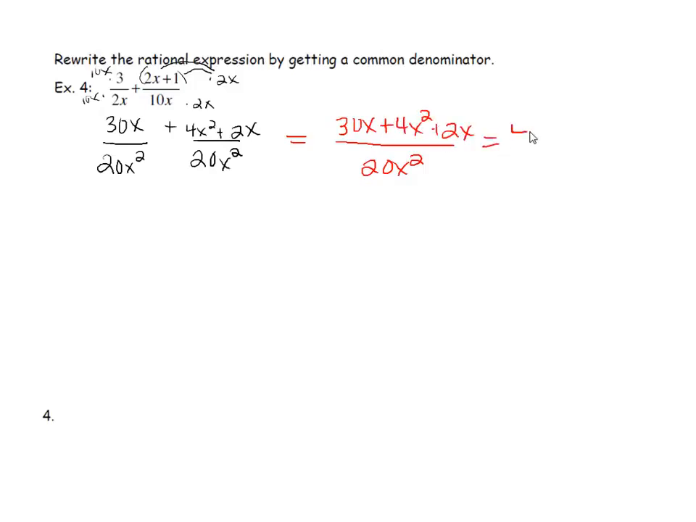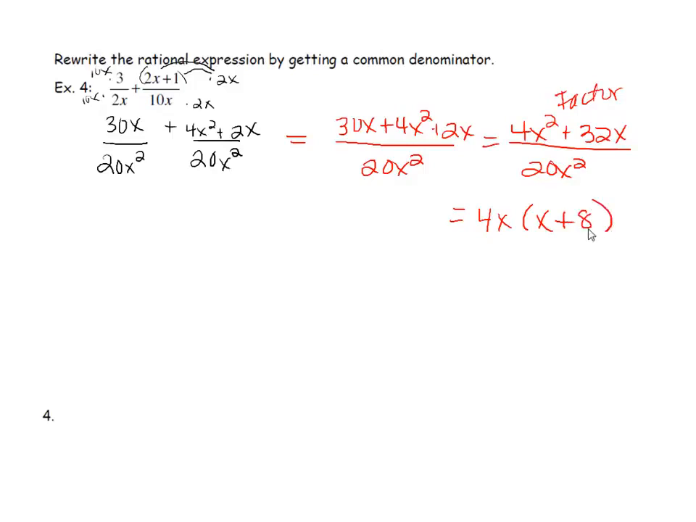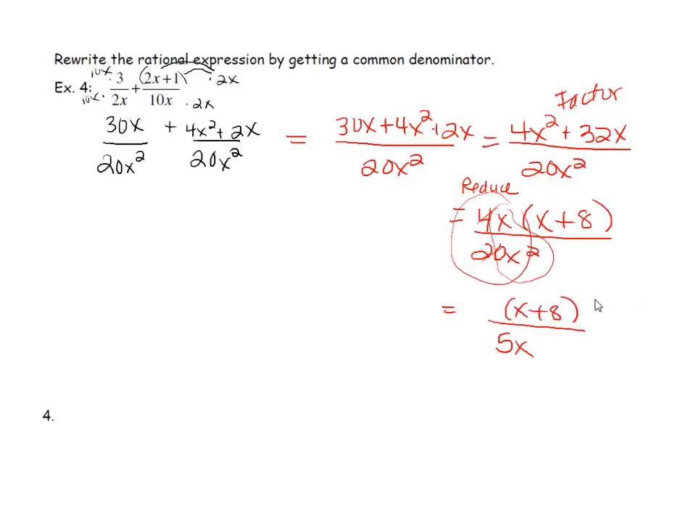Well, now I'm going to simplify. That's 4x squared plus 32x. But I can factor this binomial. I can take out a 4x, which leaves me with x plus 8. And then I can reduce. So 4 over 20 gives me a 5 in the bottom. And x over an x squared gives me an x in the bottom. And then I'm just left with that x plus 8. And since this is a binomial and this is a monomial, I can't do anything else. That's my answer.